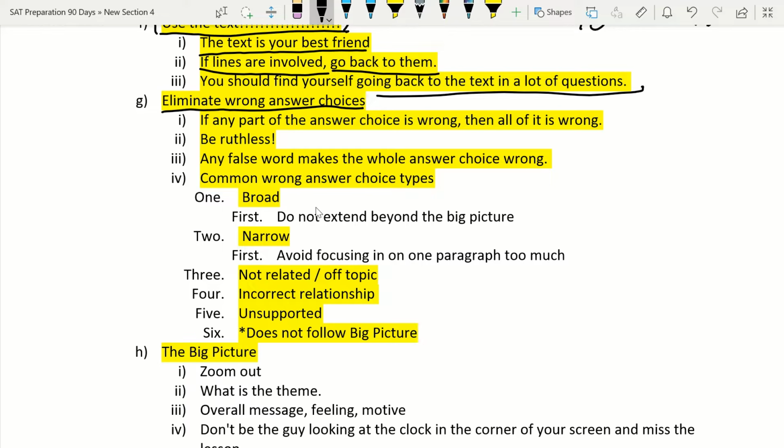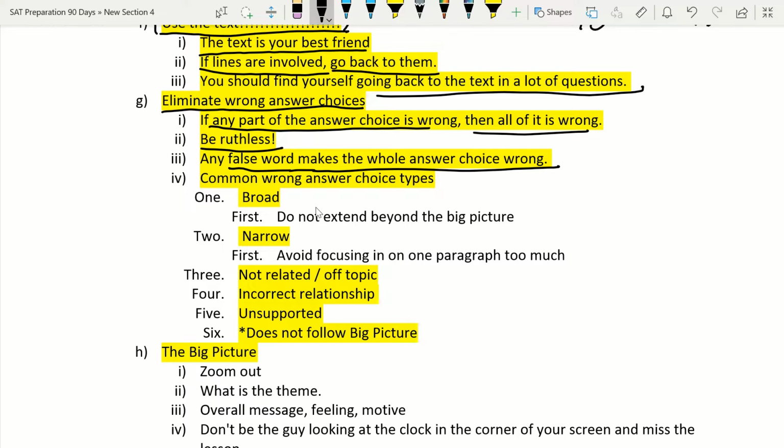All right, so this means we have to be ruthless. We have to be absolutely ruthless in how we're eliminating these answer choices because otherwise we're going to get stuck between 2 or 3 answer choices. So if any part of the answer choice is wrong, then all of it is wrong. Any one false word is going to make the whole answer choice wrong. So any single word in an answer choice that is not supported by the passage or that cannot be inferred from evidence in the passage makes that answer choice wrong. So you have to get rid of it.